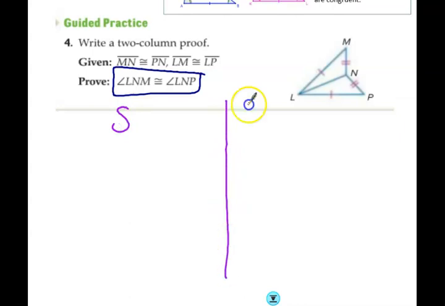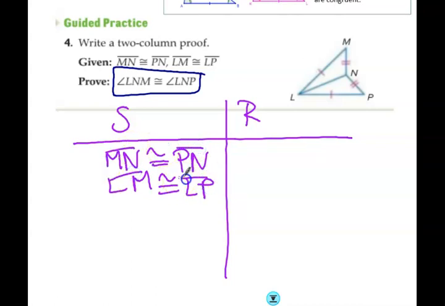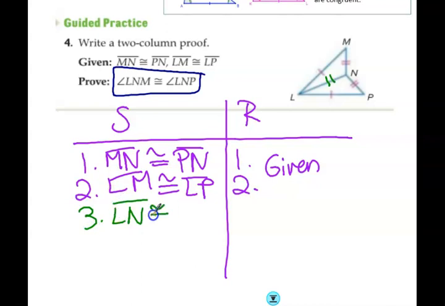All right, so we've got our statements and our reasons. We're making a plan, folks. So we know that MN is congruent to PN. LM is congruent to LP. We are writing notes down. We are filling them out, folks. So given for 1 and 2. All right. Now, we need to see what else we can prove. Ooh, we can prove that LN is congruent to LN. Okay, so LN is congruent to LN because they're reflexive. It's the exact same line.